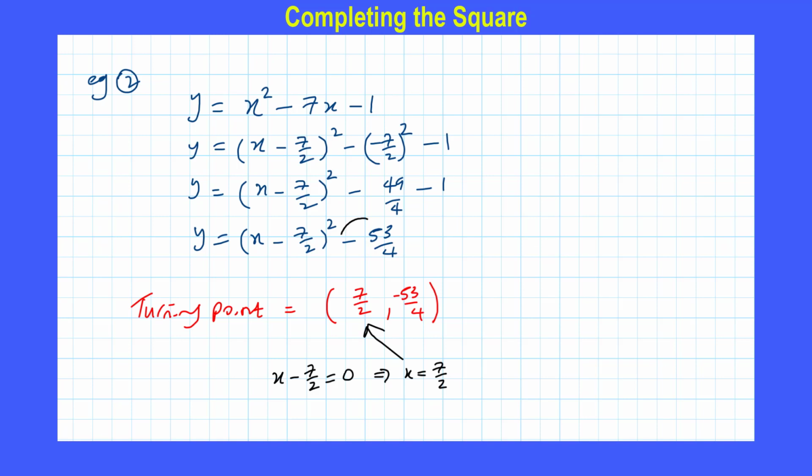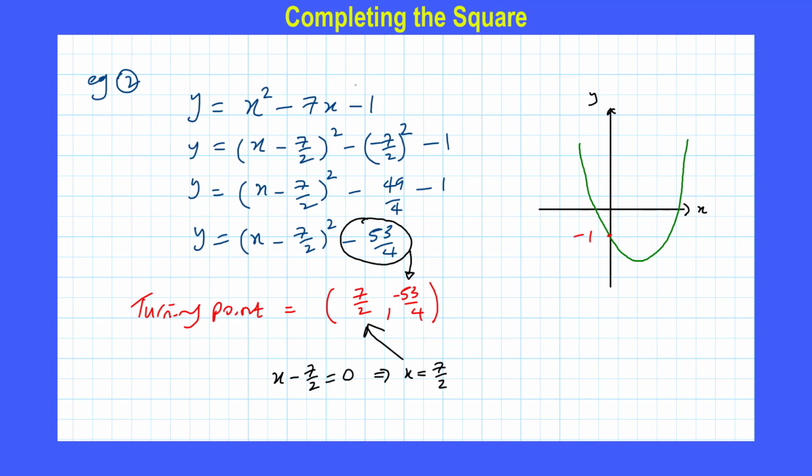I can actually sketch this a little bit more accurately now. So I have some axes. I know the turning point is (7 over 2, negative 53 over 4). So I know roughly speaking which quadrant it's going to be in and where the bottom of the U is going to be. I also know it's going to go through negative 1 on the y-axis because that's the constant term which we got from the initial equation. And just as a sketch, no scale, I'm able to draw out what the picture would look like.